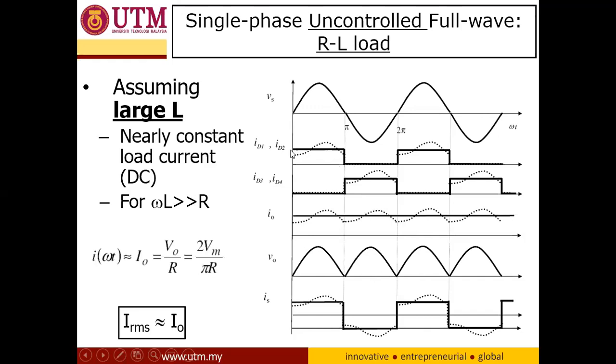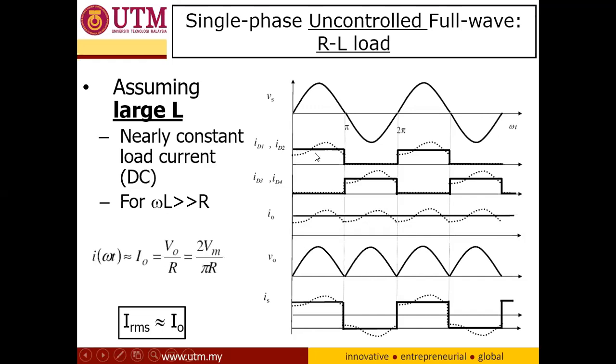And this is the current going through D1 and D2. During the positive cycle it conducts, and during the negative cycle it is off, so there is no current. While this waveform shows the D3 and D4 current. During the positive cycle there is no current flowing because D3 and D4 are off. But for the negative cycle, D3 and D4 are turned on, and that's why we have current flow, which is also DC.